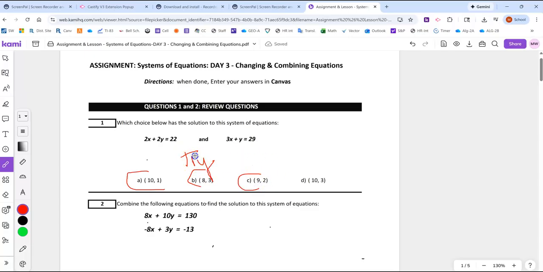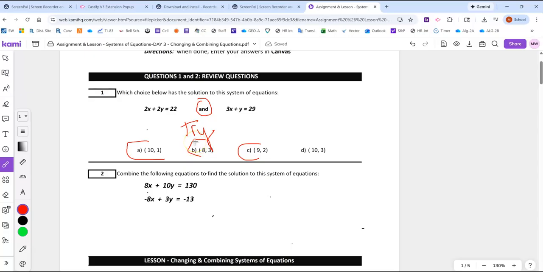I'm writing with my cursor. My mouse is not very good. But you're going to try choices to see, for example, is 2 times 10 plus 2 times 1 equal to 22? If it is, then you will also check to make sure it also works in the other equation. If not, then you try the second one, then the third one, etc. So you've done that. I'll let you do that one for the assignment.